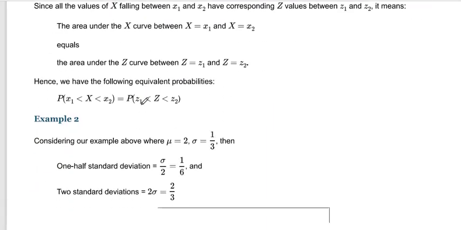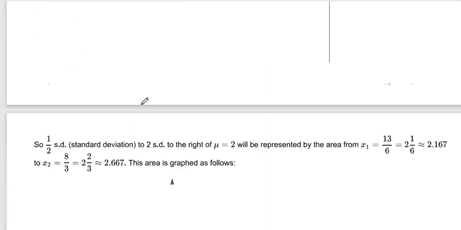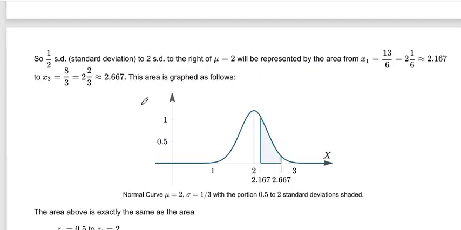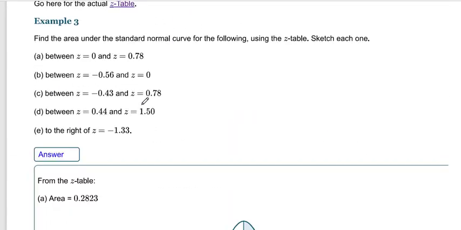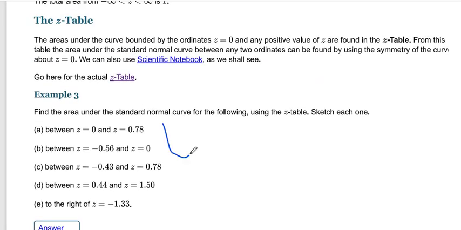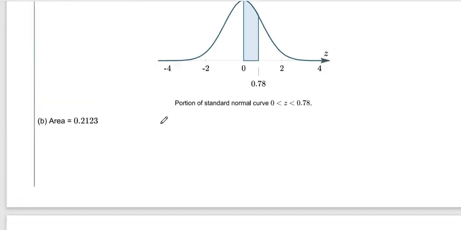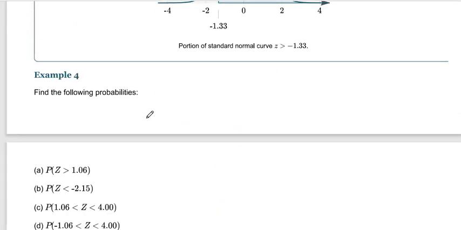Now we have discussed, I think, this example from the z table. In that we only found the area. Now let's talk about probability.